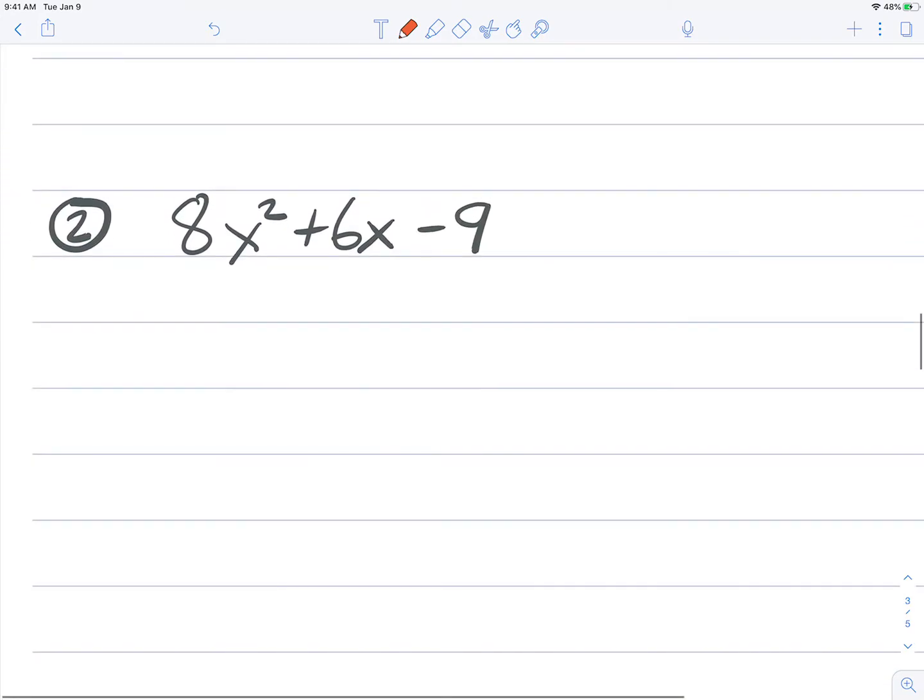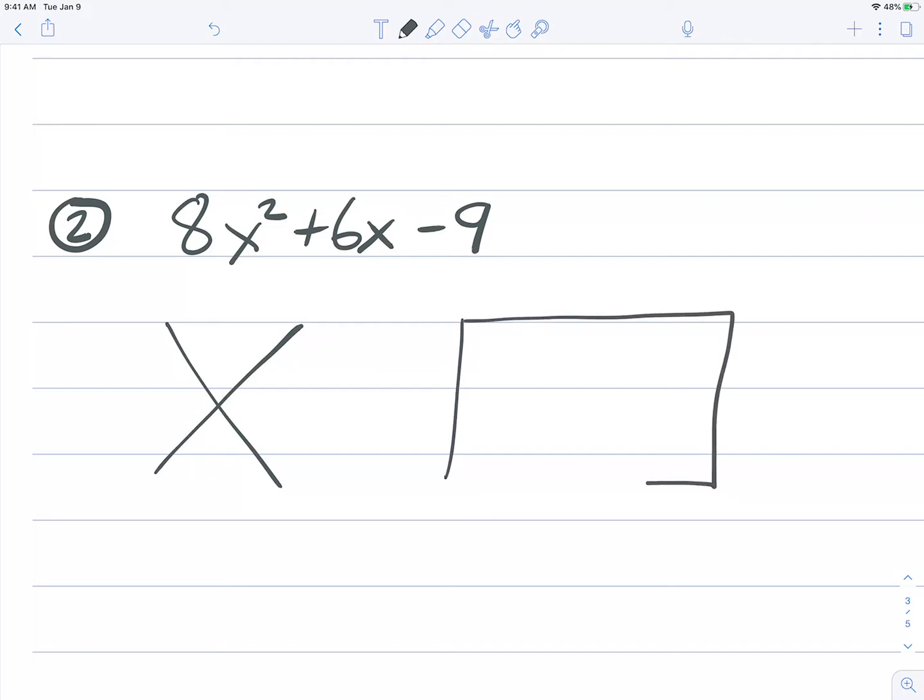Okay, problem number 2. Our coefficient of our trinomial is not a 1. There is not a GCF. I should have looked for that first. There is no GCF. Today's assignment, you will not be finding any GCFs.